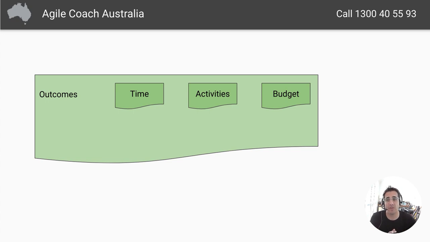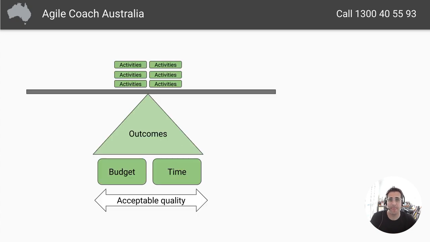So if you're working agile, you've still got those, but we're going to manage them differently. Our scales are going to be totally different. What we are going to do in an agile way of working is we're going to fix our time and our budget. And this is often not understood.